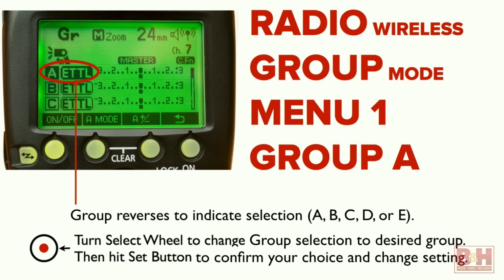But if you want to work group B, you hit the GR button, group A highlights, you rock the select wheel down one click, and hit the set button, and you'll find when you rock the wheel one click that the B group reverses out. If you go another click, C group, and so on. So basically you are looking to select the group that you want to change, all right?